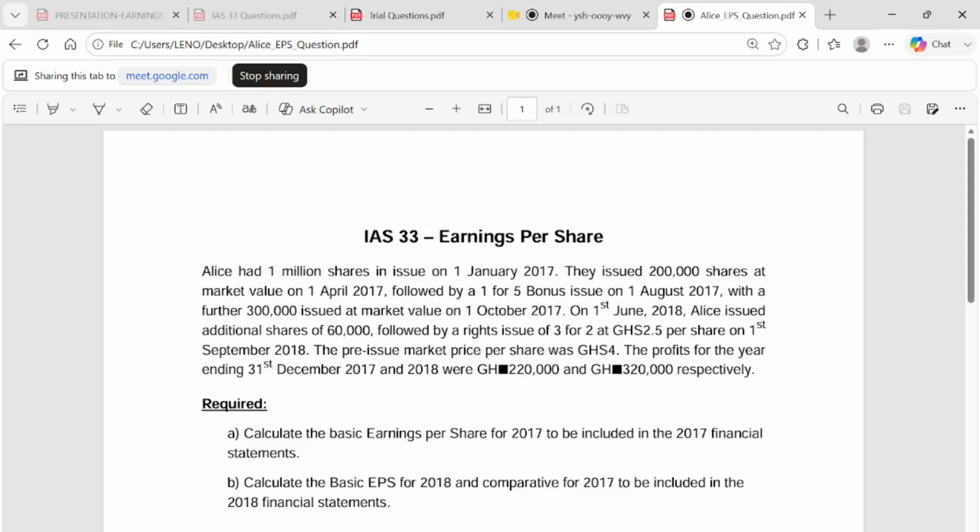2017. On 1st June 2018, Alice issued an additional 60,000 shares, followed by a rights issue of 3 for 2 at 2.5 cedis per share on 1st September 2017. The pre-issue market price per share was 4. The profit for the years ending 31st December 2017 and 2018 were 220,000 and 330,000 respectively. Calculate basic earnings per share to be included in the financial statement, and calculate the basic earnings per share for the 2018 and 2017 comparative to be included in the financial statement.